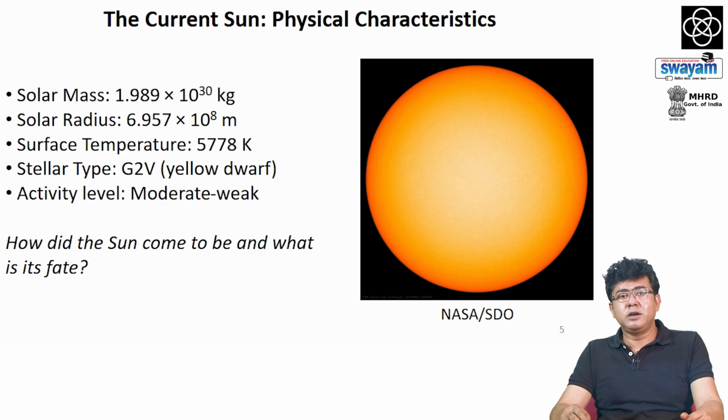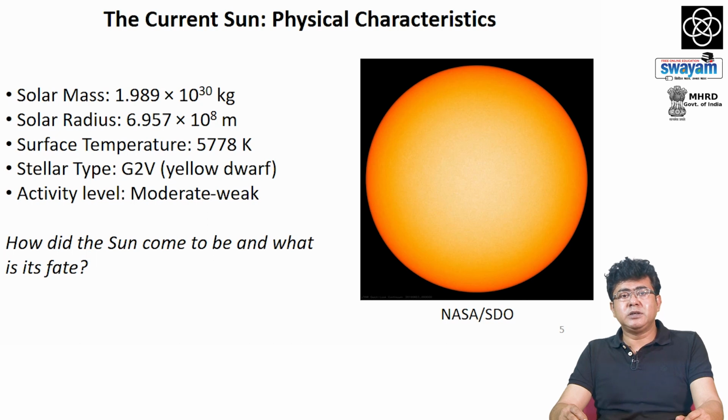If you look at the current Sun and its physical properties, the Sun is a sort of a normal star with a mass of about 2 × 10^30 kilograms, and it has a radius of about 7 × 10^8 meters and a surface temperature of about 6000 degrees Kelvin. Now, this kind of a mass and radius and the surface temperature puts this in a sort of a stellar classification type of G2, which is often referred to as a yellow dwarf, and to be precise, it is a G2V star. And in the overall context of stellar activity, the Sun's activity levels are moderate to weak. So, it is not necessarily a very active star, it is sort of moderately weak activity level star.